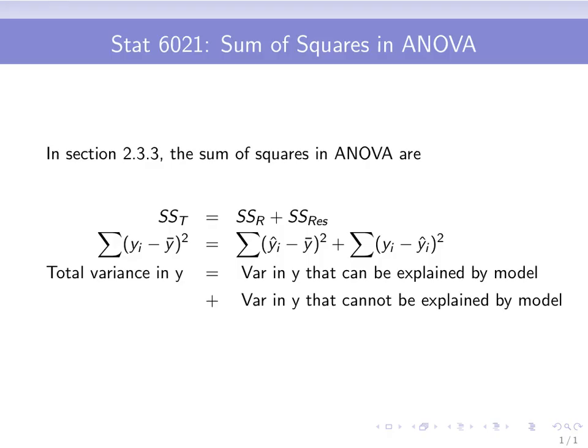From an interpretation standpoint, this represents the total variance in my response variable. This one over here, because it's a squared residual, is viewed as the variance in the response that cannot be explained by our model. And this is the part that we say is the variance in my response that can be explained by the model. So ideally, you want this quantity here to be as small as possible.